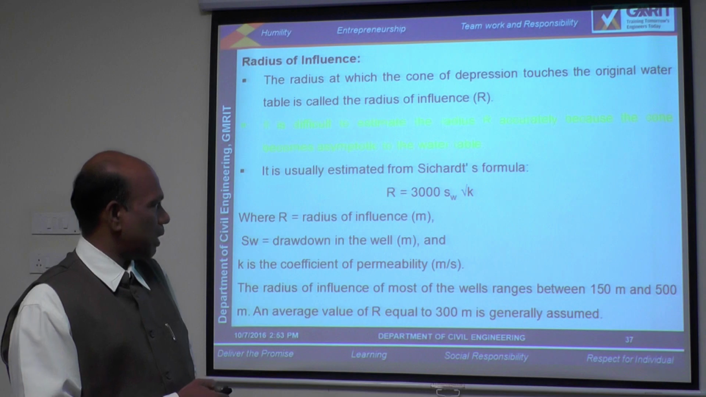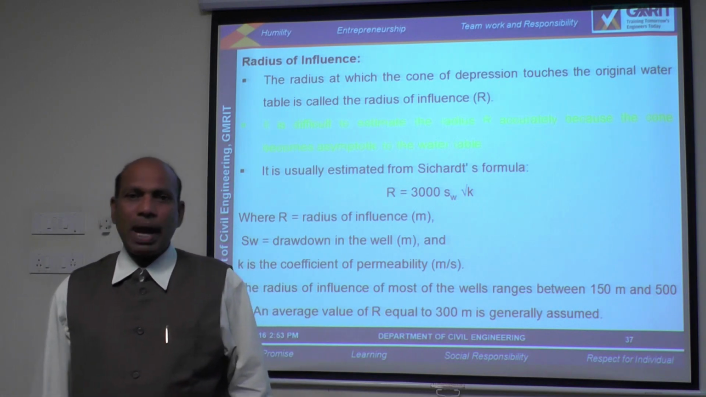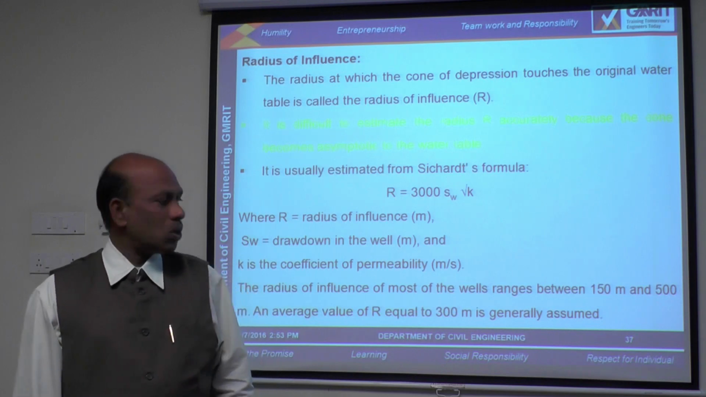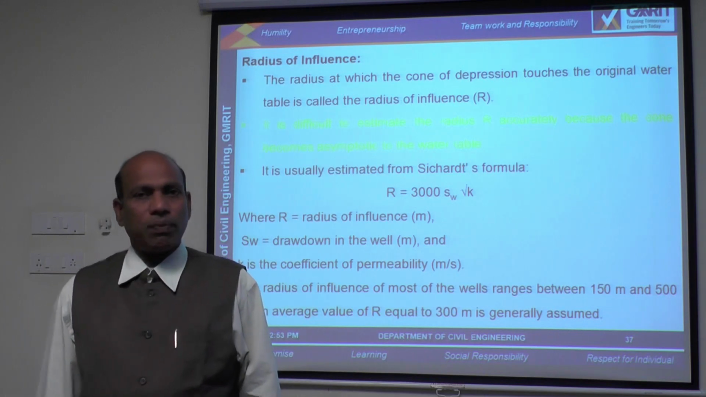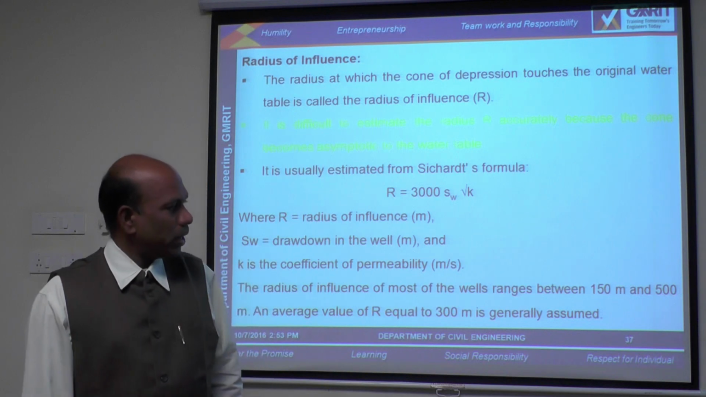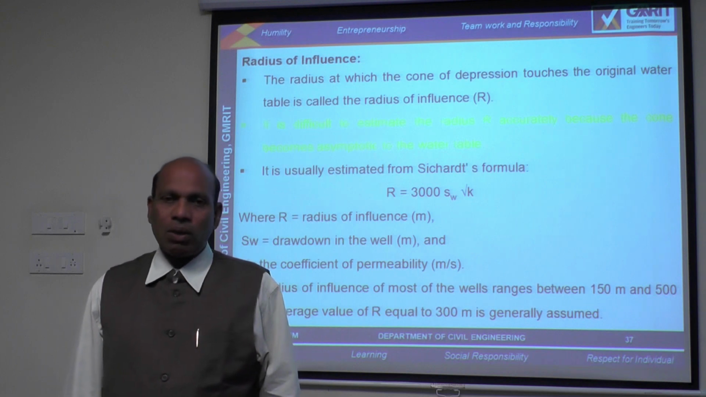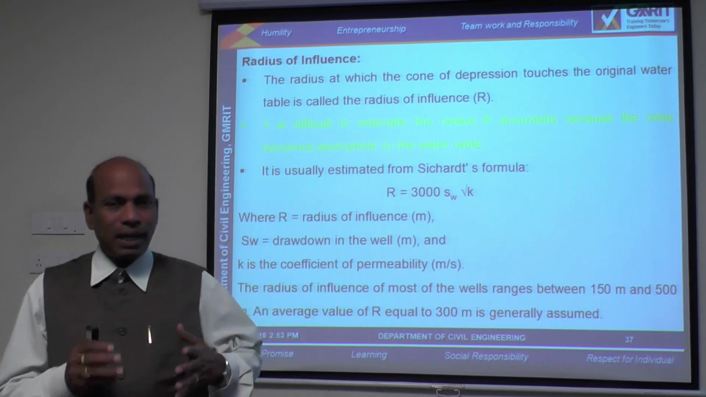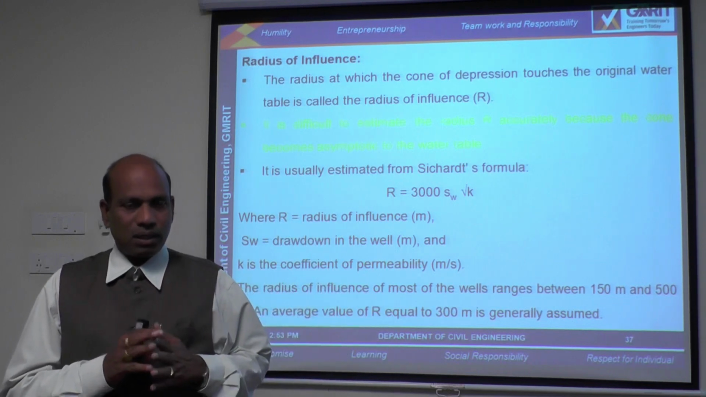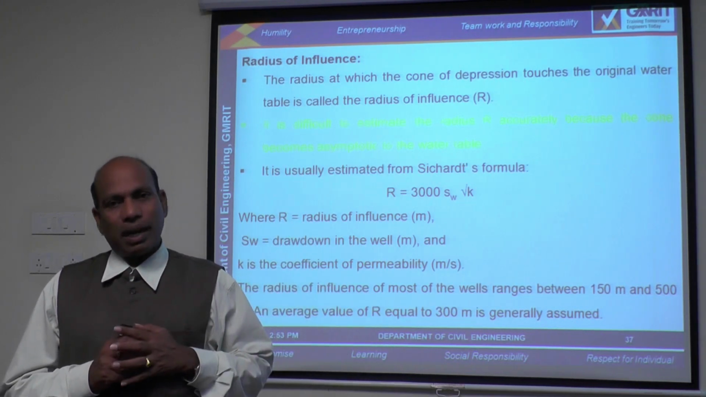Also, the radius of influence should be within some limits, that is 150 meters to 500 meters. The average value is taken as 300 meters. This indicates that wells should be dug in such a way that the well-to-well distance is maintained at least 300 meters.